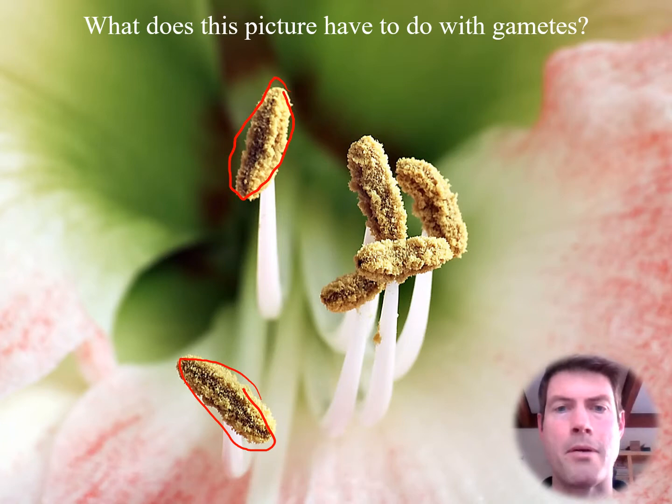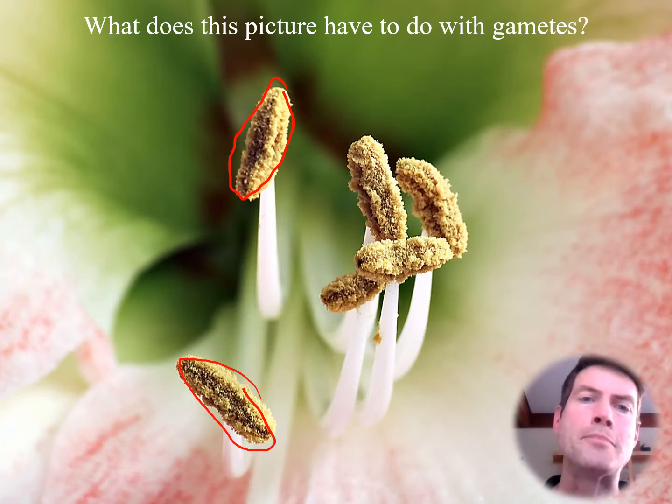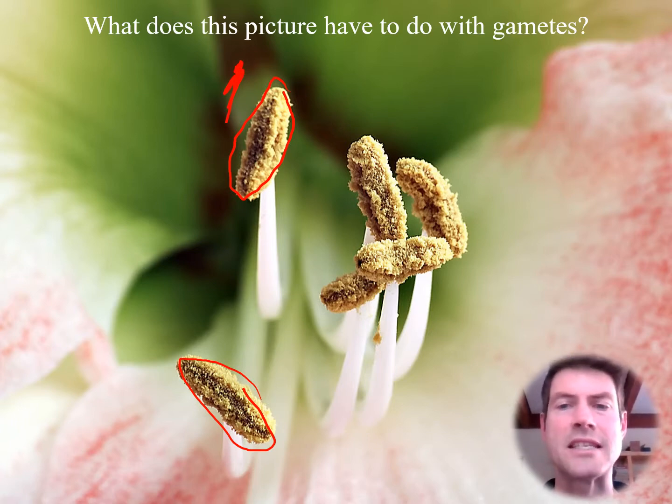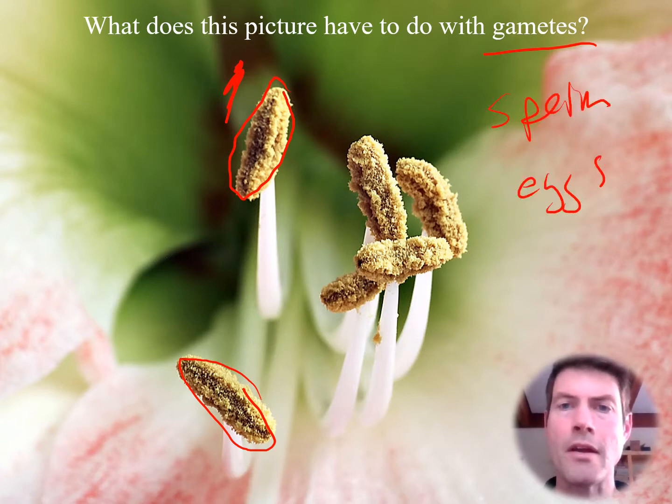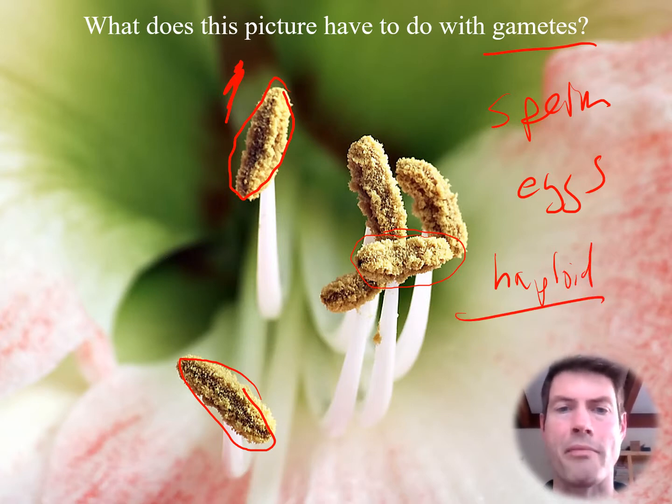anther parts here holding the pollen, and you can't quite see, but the ovary would be over here, the stigma, the style and ovary. And what does it have to do with gametes? Well, remember, gametes in humans are sperm and eggs. They're the reproductive cells that sexually reproducing organisms need to make. And here you can see all the pollen. They're haploid. Gametes for these flowers are being produced.